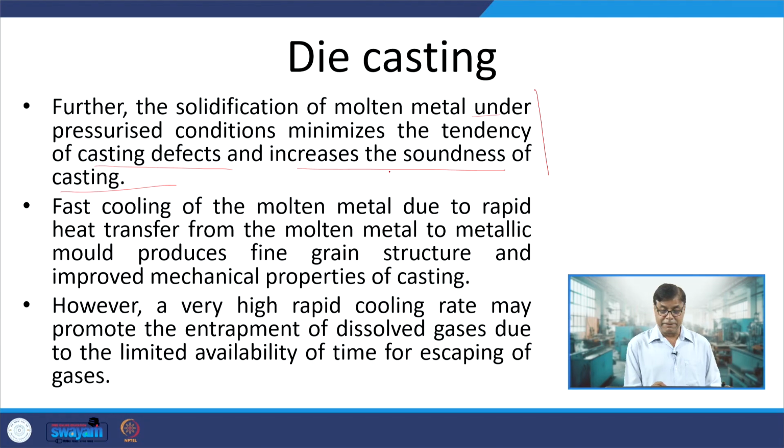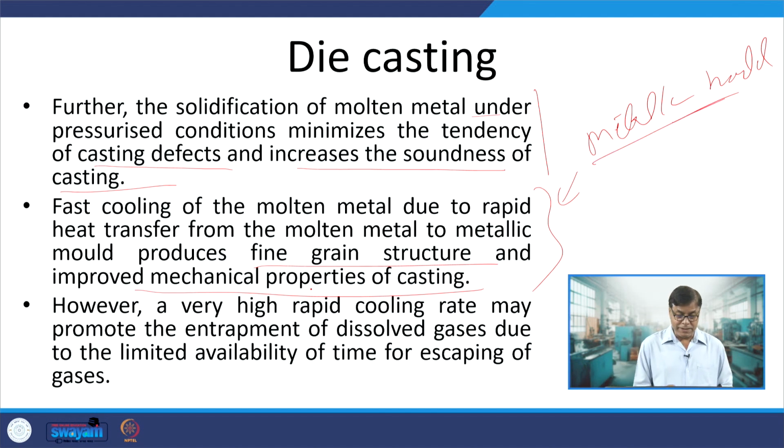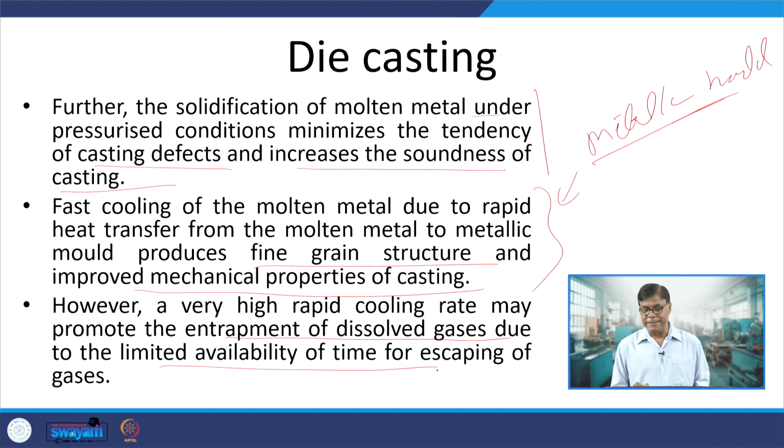Okay, this is an interesting part. And the fast cooling of the molten metal due to the rapid heat transfer from the molten metal to the metallic mold produces a fine grained structure, and that in turn improves the mechanical properties. About this we have already said, like in die casting, when we use a metallic mold, it allows a greater cooling rate and so a finer grain structure and better mechanical properties. A very high cooling rate may promote the entrapment of dissolved gases and inclusions due to the limited time available for escaping of these things. Okay.